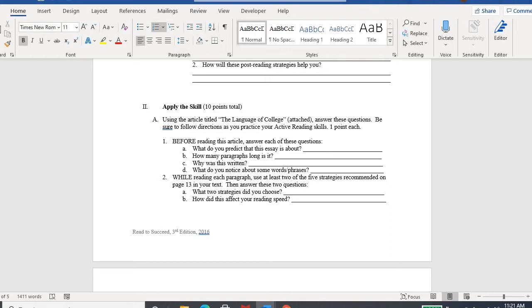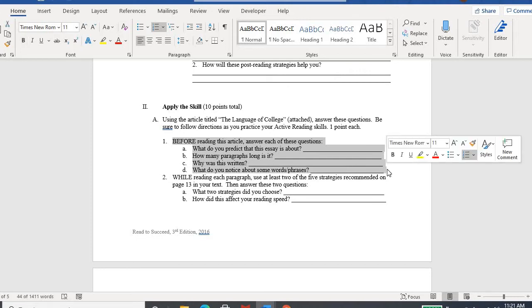So you don't want to just jump into reading. You want to take some steps and go through some procedures, if you will, to help increase your comprehension. So we are going to look at this section before we even fully read the Language of College.